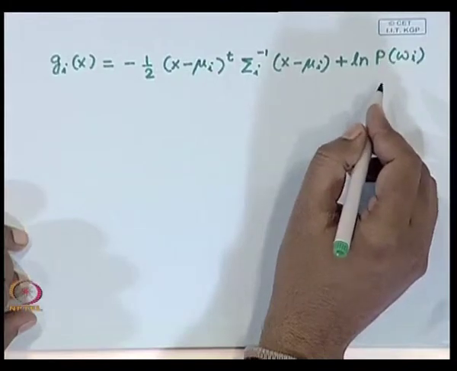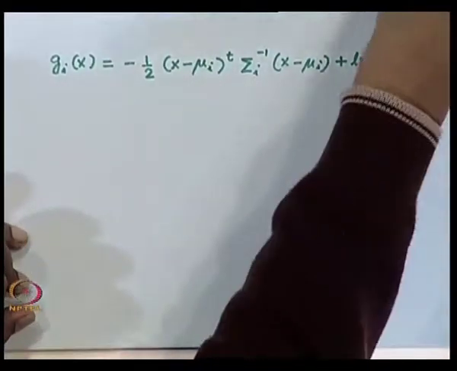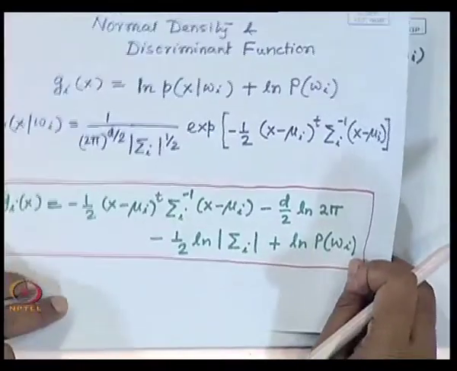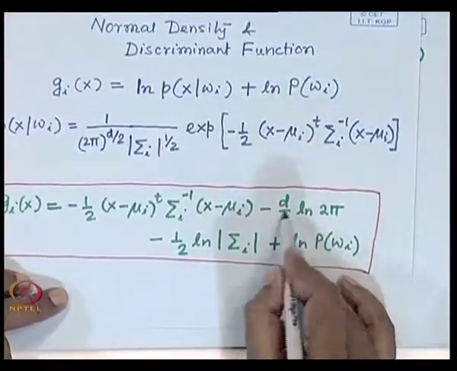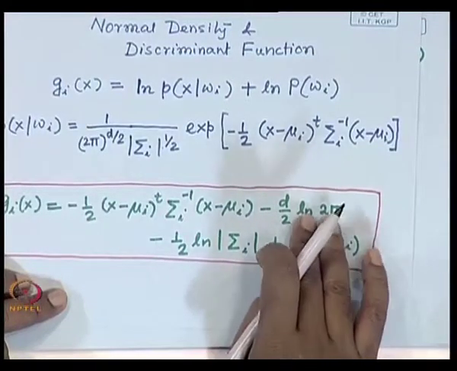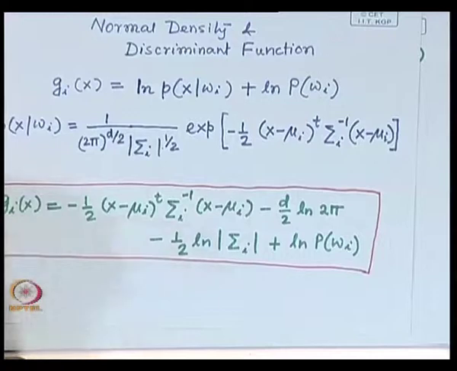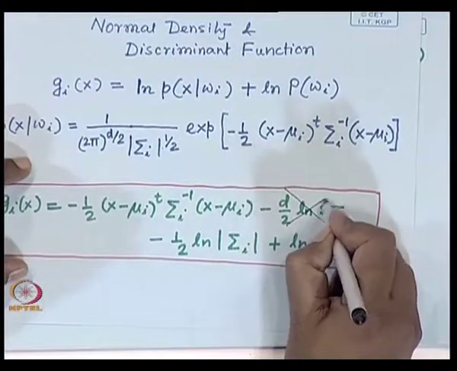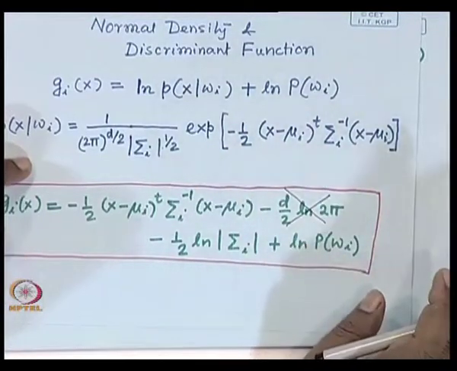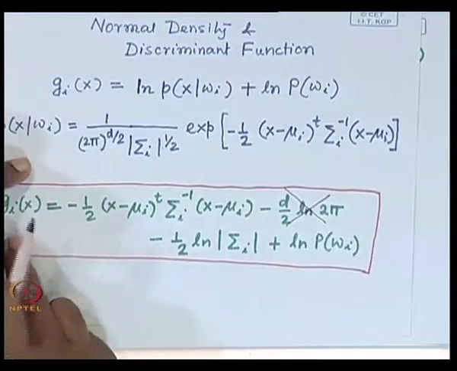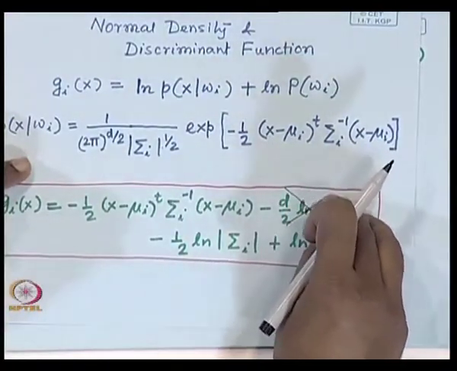Why I am writing it like this is, in this expression you find that minus d by 2 log of 2π is independent of class, it is a constant term. So, I can simply ignore this from the expression of the discriminant function, because this term is not going to influence our decision; for the discriminant functions of all the classes, this term is going to be present.